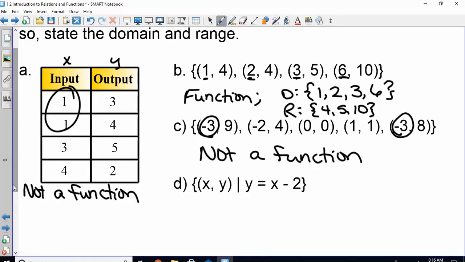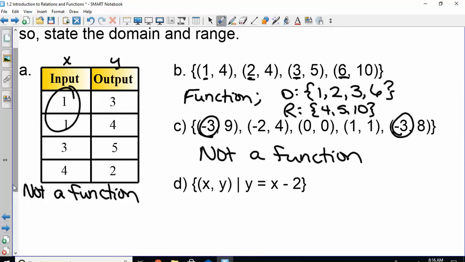Alright, D. Instead of a list of ordered pairs, I gave you this. It's in set notation. It says the set of xy, which just means all ordered pairs. That vertical line means such that y equals x minus 2. In other words, I gave you the equation for something instead of the list of all the ordered pairs that would work. We have to find the domain and range for that and decide if it's a function.